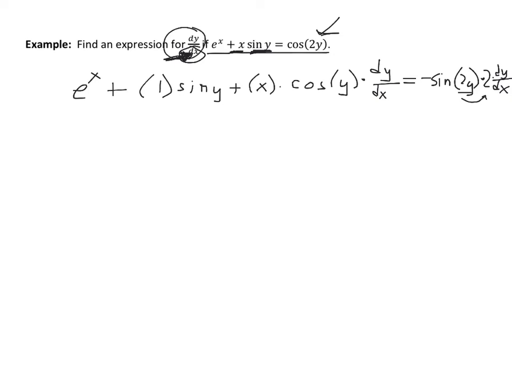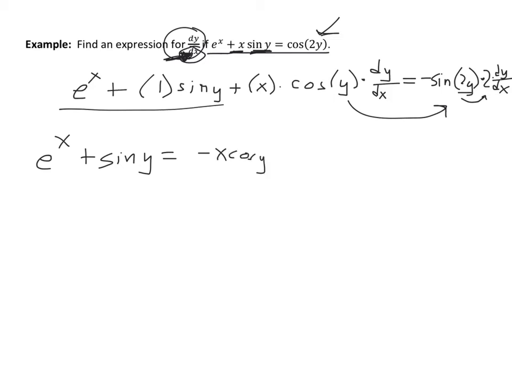Okay? Now, we wanted an expression for dy dx, so now I want to get all the dy dx things over to one side and the non-dy dx things over to this side. Okay? So I'm going to go ahead and leave the e to the x plus sine y on the left. On the right, I'm going to have negative x cosine y dy dx minus, I want to bring that 2 to the front, I think it'll look better, minus 2 sine 2y dy dx.